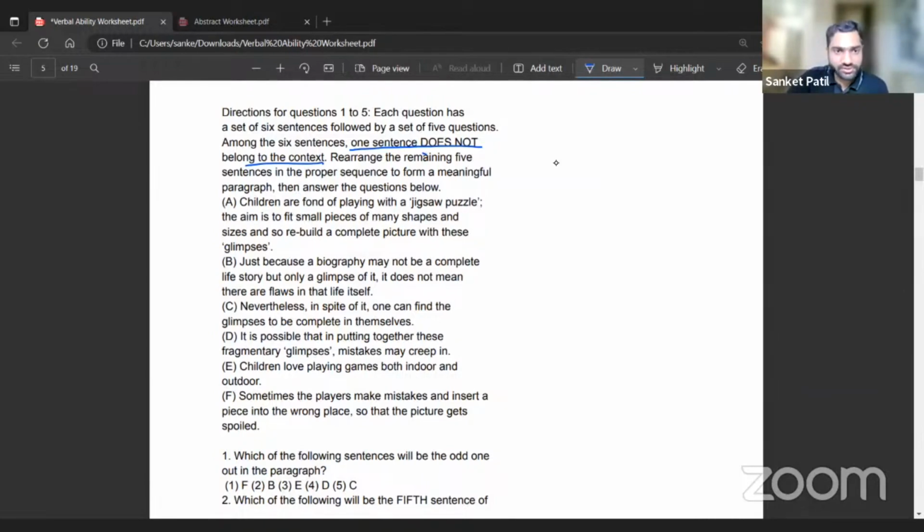Children are fond of playing with jigsaw puzzle. They use to fit biography, glimpse of its flaws in life. Okay, one can find glimpses to be true. Okay, possible to claim as fragmenting glimpses, mistakes may creep in. Okay, children love playing games indoor. Okay, this is a generic statement.